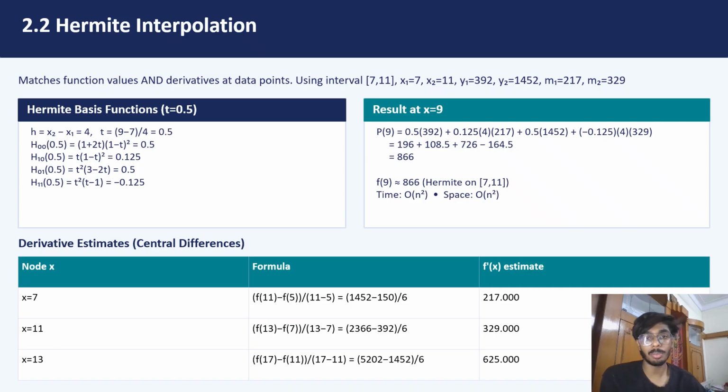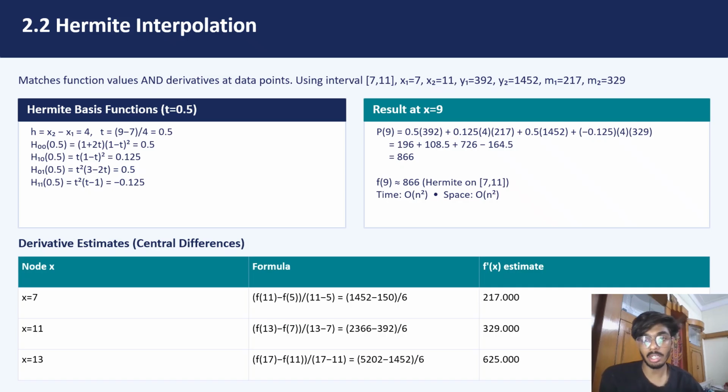This is a much faster interpolation method compared to Lagrange. Here we will have t equals 0.5, which is the time, and we will find the step size, which is x2 minus x1, equal to 4, and t equals 9 minus 7 divided by 4, which is 0.5. We will find Hermite's points h00, h10, h01, h11. After this, we will get the result.